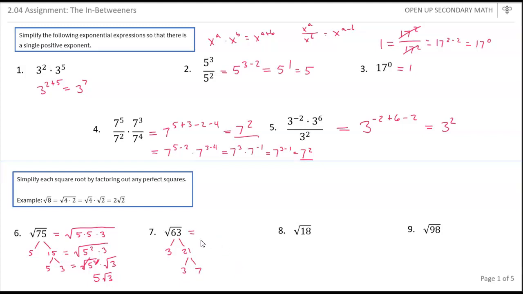So we'll go through the same process here. These are all primes now. 3, 3, and 7 are all primes. We can do 3 times 3 times 7. We get root of 3 squared times 7. We split out the root. The square root and the square cancel. And we get 3 root 7.